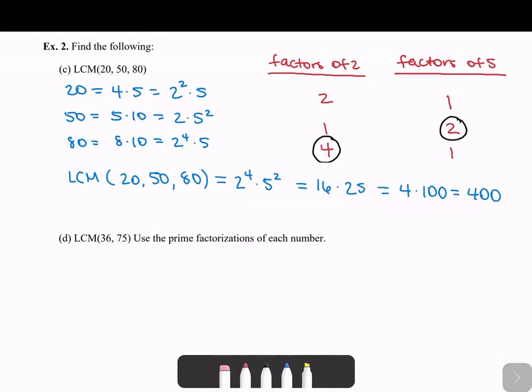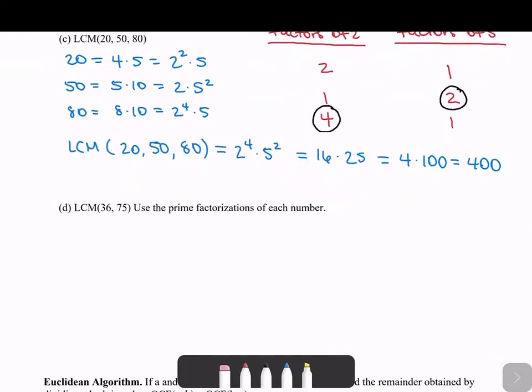Okay, so we're going to do this again for 36 and 75. So 36 is 4 times 9, which is 2 squared times 3 squared, and 75, we did this in the previous example, is 3 times 25, which is 3 times 5 squared. Okay, so we have these prime factorizations. Again, we're going to see how many factors we have of each number. I actually want to write this so I have some space. So I'm just going to rewrite 36 down here: 4 times 9 is 2 squared times 3 squared. So the different prime factors we have are 2, 3, and 5.